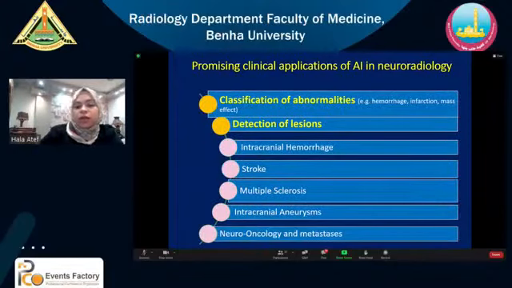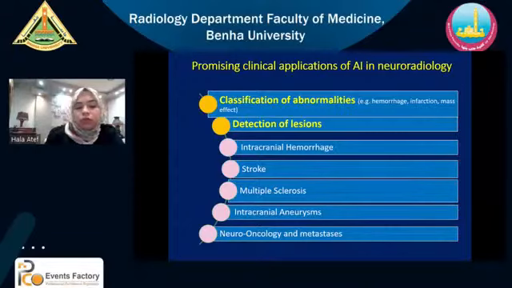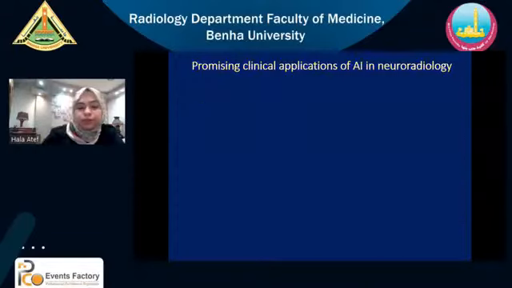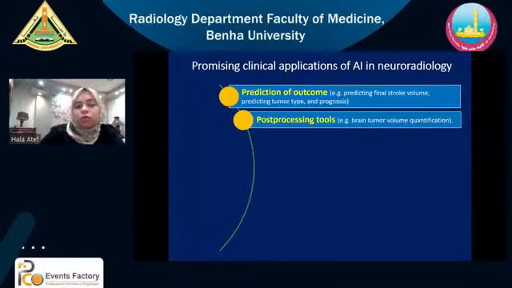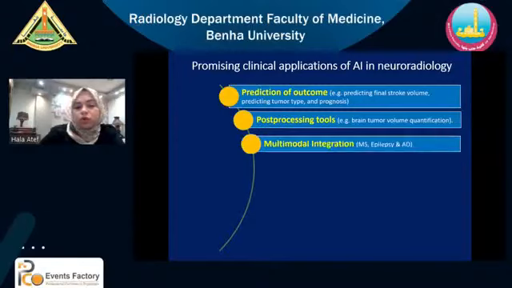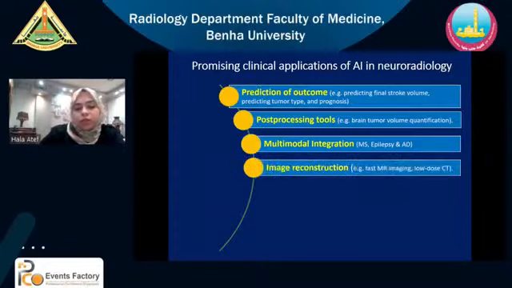Classification of abnormalities such as hemorrhage and infarction may affect detection of the lesion, such as in intracranial hemorrhage, stroke, multiple sclerosis, and intracranial aneurysms, neuro-oncology, and metastasis. Prediction of the outcome, such as in predicting final stroke volume, predicting tumor type and prognosis. Post-processing tools, such as in brain tumor volume quantification. Multimodal integration, for example, in MS, epilepsy, and Alzheimer's disease. Image reconstruction.